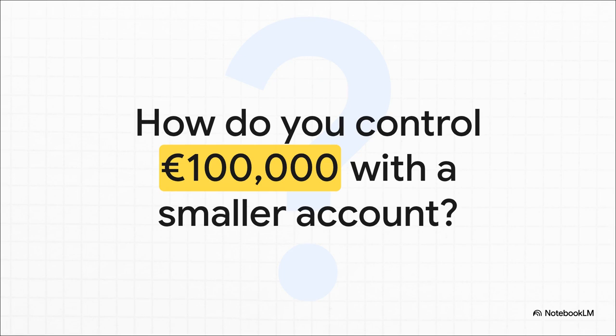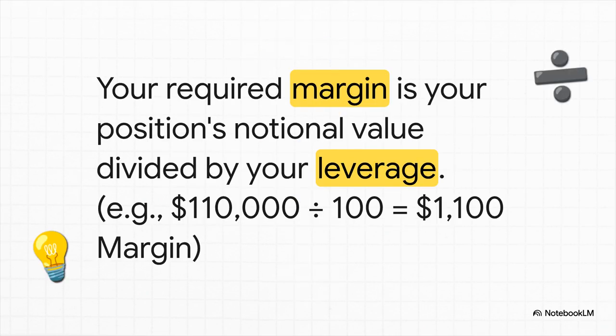You see people controlling these huge positions, but it's not because they have a massive bankroll for every single trade. No, there's a special mechanism at play here. And the answer is leverage. The best way to think about it is like a tool your broker gives you that multiplies your purchasing power. The margin is just the good faith deposit you have to put down to access that tool. So for example, to control a position worth about $110,000 with 100-to-1 leverage, you only need to put up about $1,100 of your own cash.